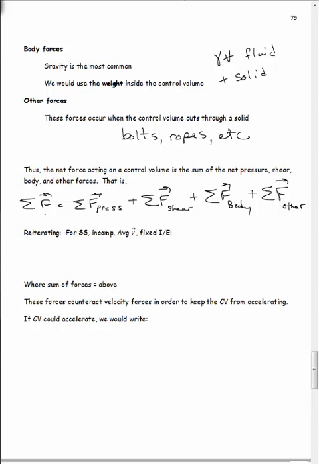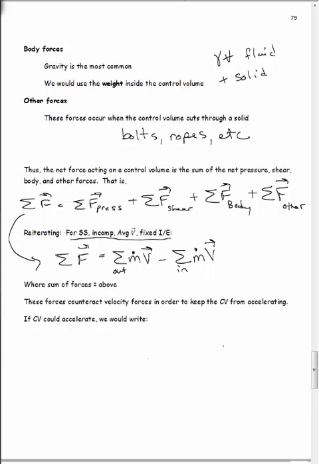Okay, and that sum of the forces, again, if we're doing the simplest case, steady state, incompressible, average velocity, fixed number of inlets and exits, what we end up with is the sum of the forces equals the sum over the outlets or exits, m dot v, minus the sum over the inlets, m dot v. And again, those are vectors, so break it into components, x, y, and z, and then solve. Okay, and the sum of the forces then is this.